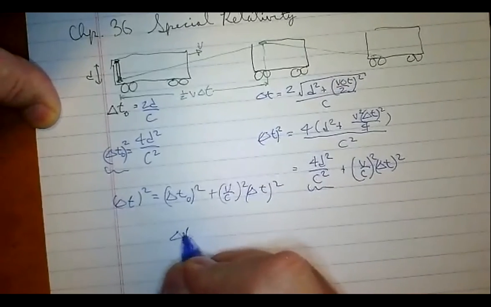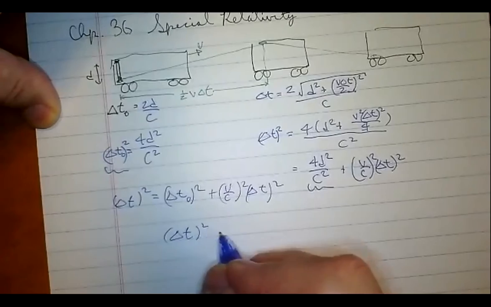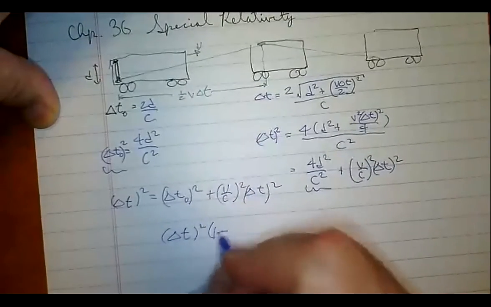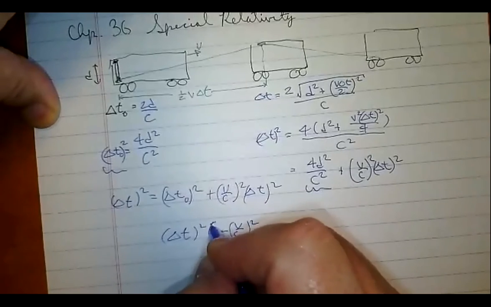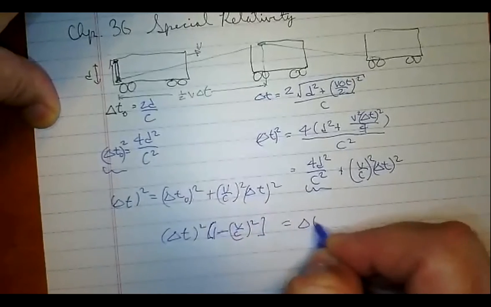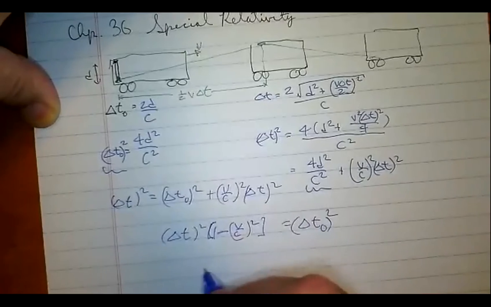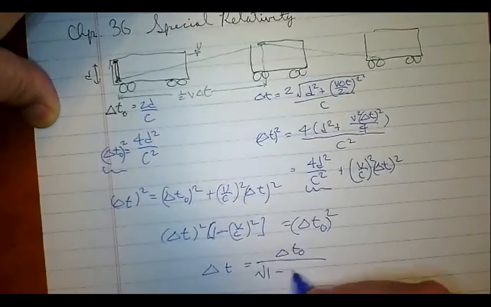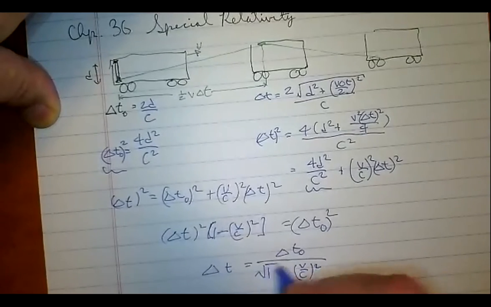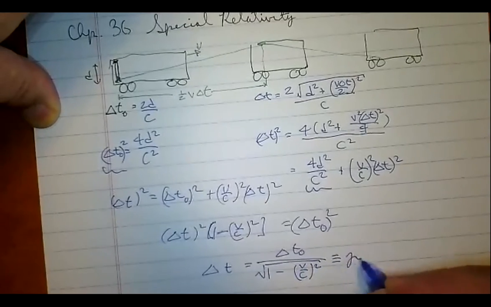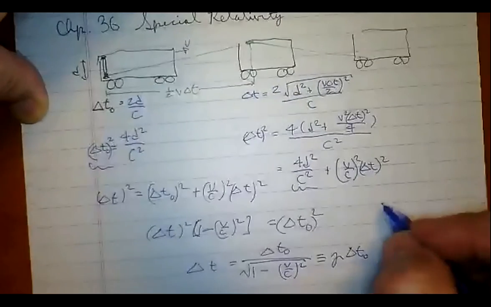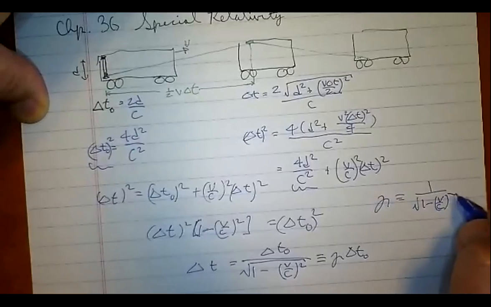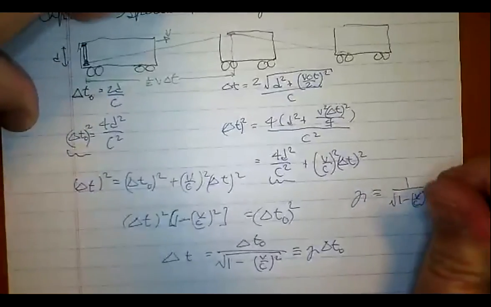Solving for delta t, I think you can easily see delta t squared times, in square brackets, 1 minus (v over c) squared, is equal to delta t0 squared. So finally we get delta t is equal to delta t0 over the square root of 1 minus (v over c) squared, which we often define as gamma delta t0, where gamma is defined to be 1 over the square root of 1 minus (v over c) squared. This is a factor that's always going to be at least as big as 1, but larger.